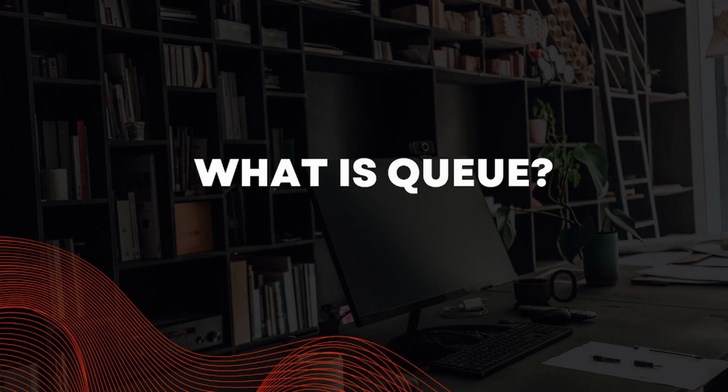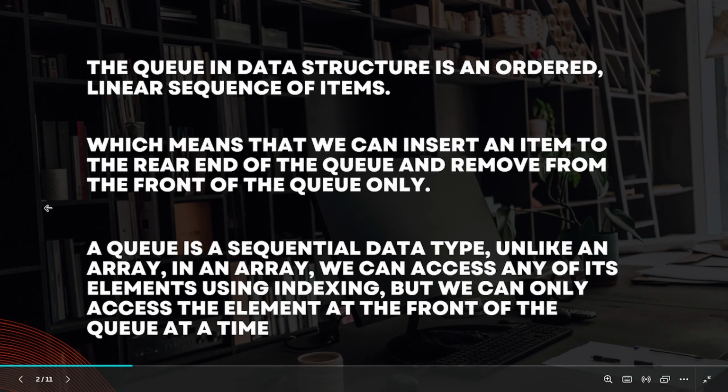What is a queue? A queue in data structure is an ordered linear sequence of items, which means that we can insert an item to the rear end of the queue and remove from the front of the queue only. A queue is a sequential data type. Unlike an array, where we can access any of its elements using an index, we can only access the element at the front of the queue at a time.